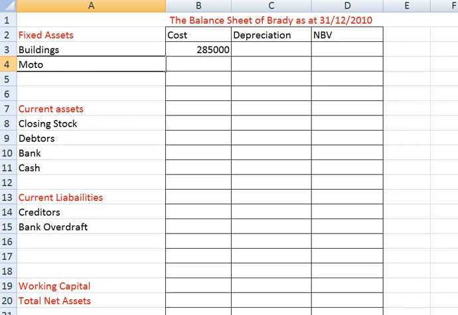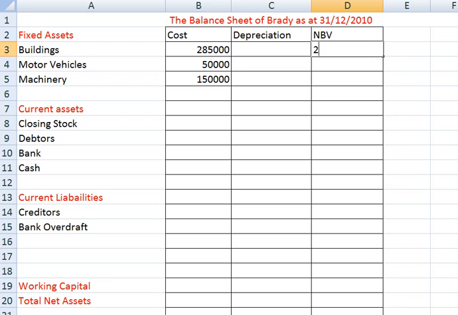They have motor vehicles, and we've already depreciated them, and the cost in the trial balance is 50,000. And then they have machinery, and the cost of machinery is 150,000. Now, there's no depreciation on buildings, so I just bring out the total.